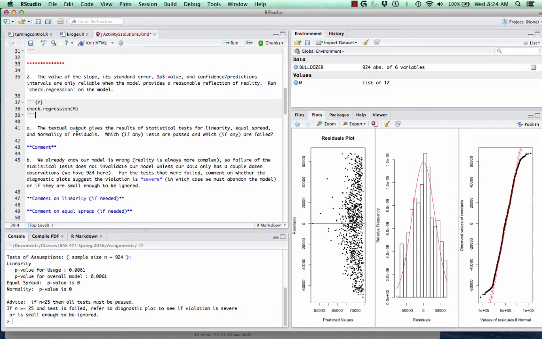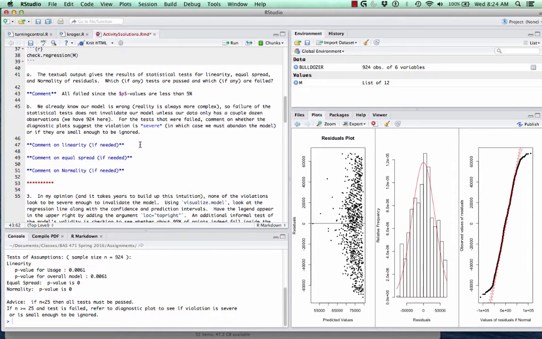So which of the tests are passed? Well, they're all failed, since the p-values are less than 5%. But we did a sanity check, and what we see is that there are no hints of curvature.